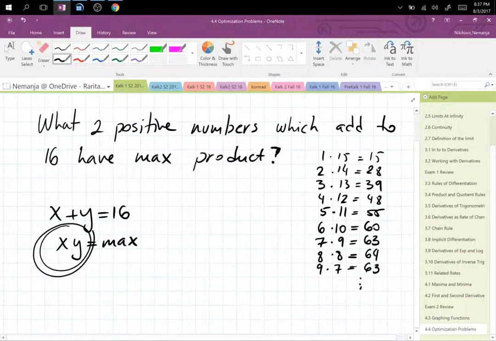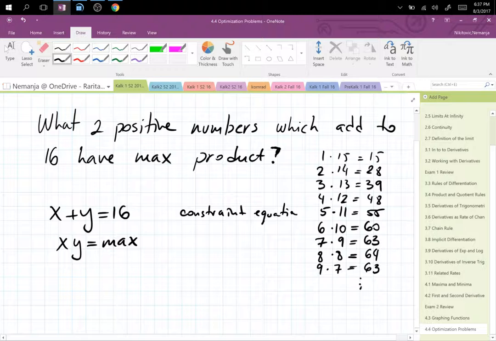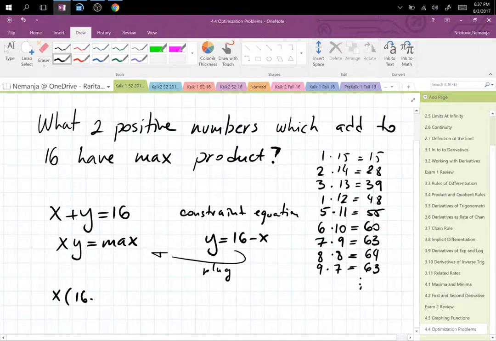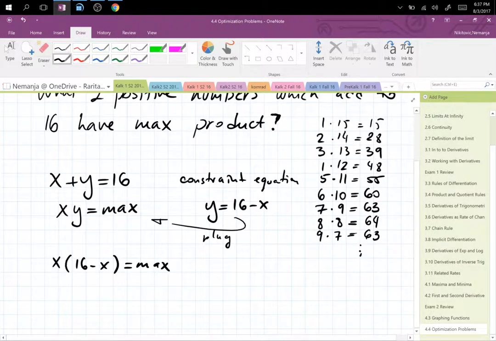The problem is I have two variables. So I'm going to use the constraint equation to solve for, let's say, y as 16 minus x, and I'm going to plug that into the objective equation, which is the one that has min or max in it. So now y is replaced with 16 minus x and distributed.